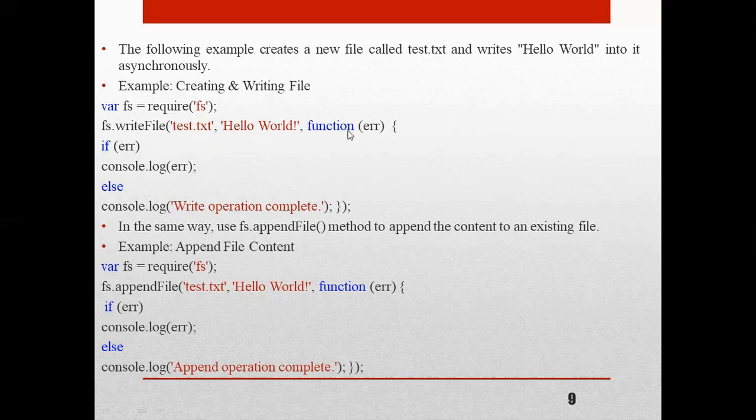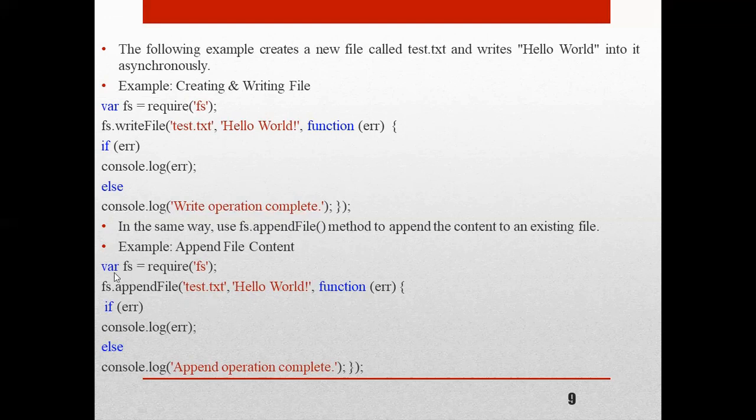Then the callback function, inside the bracket err. It will give an error. If there is an error, it will print that error. Else it will print something like write operation completed successfully. In the same way we are going to append content to the file. For that we are going to use the fs.appendFile method. What appendFile will do is create a new file if that file is not present and write the content into that file. If that file is present, it will append the content.